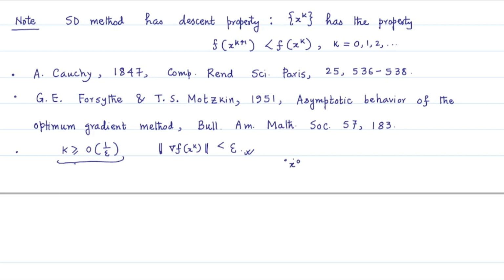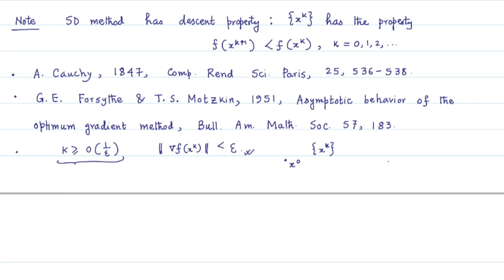You start from any arbitrary point x naught from the n-dimensional Euclidean space, keep generating the sequence of iterates given by the steepest descent method, then exactly after this many iterations, you will be able to find a point xk at which this norm is less than epsilon.